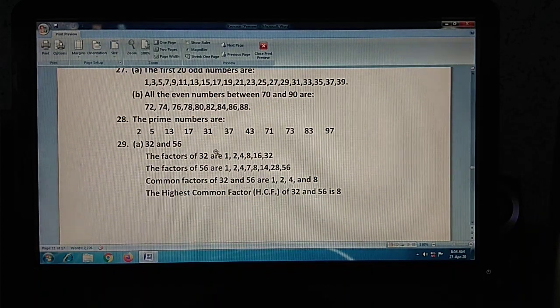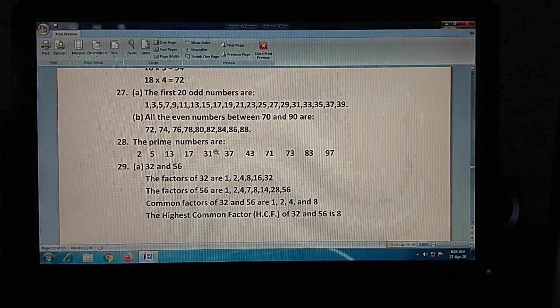Now the next question says we have to find out the first 20 odd numbers. We know odd numbers are those numbers which are not divisible by 2. So these are the first 20 odd numbers. And all the even numbers between 70 and 90: we know even numbers are those numbers which are divisible by 2. Between 70 and 90, we will not include 70 and 90, but those in between which are even numbers.